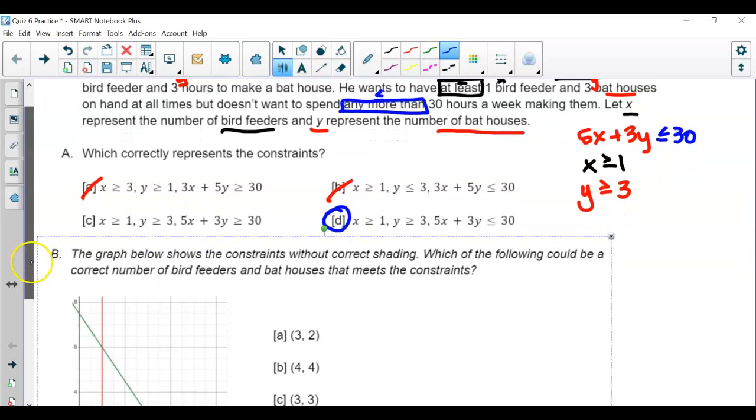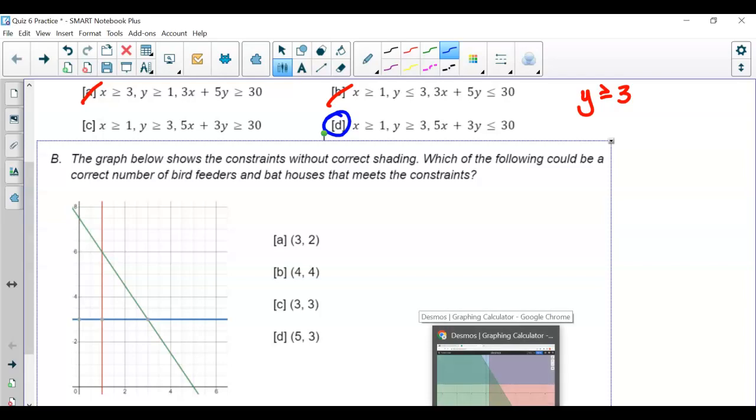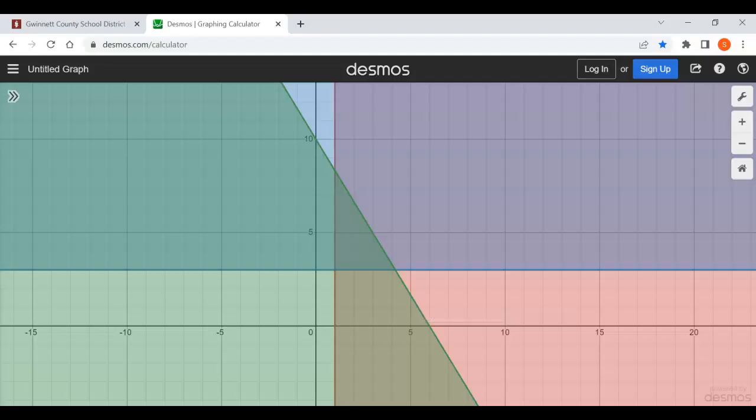Now, part B is using these same constraints. And we're now going to see which of these coordinates are part of the solution. Now they've already been graphed, but remember, there needs to be shading involved too, right, with our inequality. So option 1 is you could do the shading here by hand, or if you want to be even more accurate, we need to go ahead and shade in Desmos. So here, I already went ahead and typed them in.